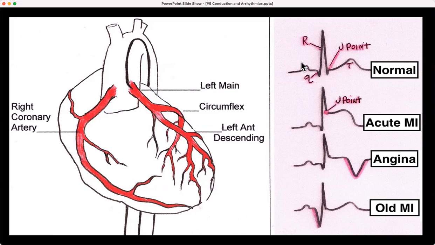This is the AV node. This is the atria. In an acute MI, it's called a J point, but you'll see ST elevations. So before the T wave, it'll become acutely elevated. Whereas someone having angina will have inverted T waves. And an old heart attack, scar tissue, would show as this depressed Q wave.